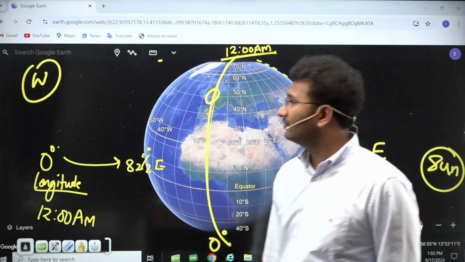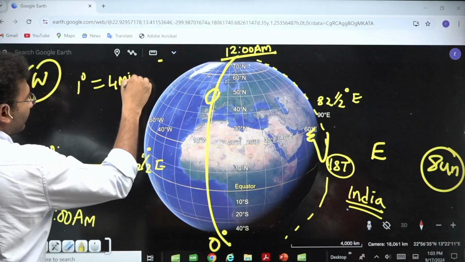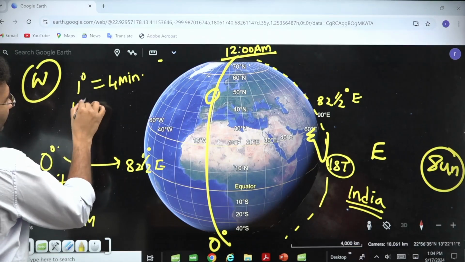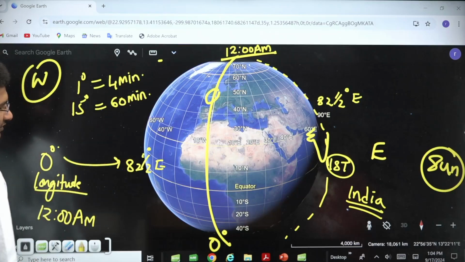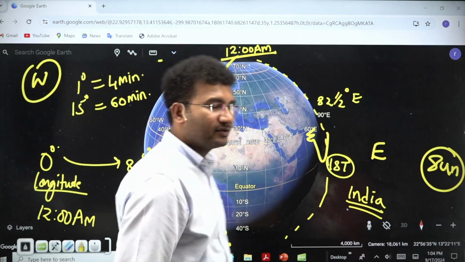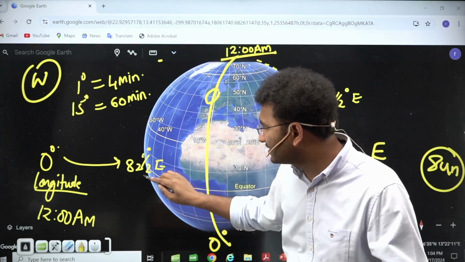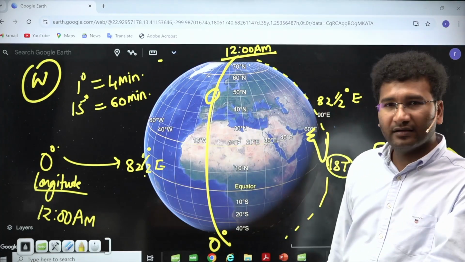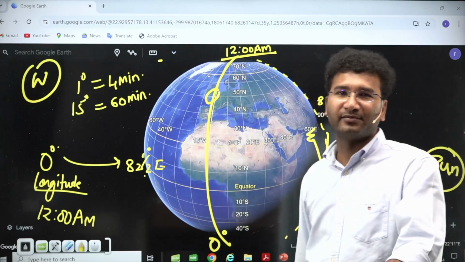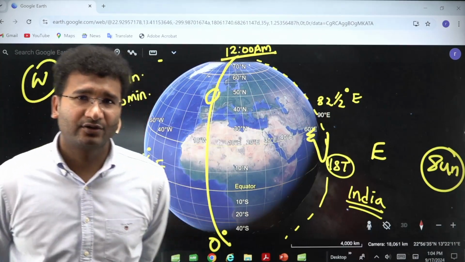You know that 1 degree is equal to 4 minutes and 15 degrees is equal to 60 minutes, right? So 82.5 degrees means how much time? If time is 12 AM here, what is the time at 82.5 degrees east? Right? Calculate and tell me. Now take 10 to 15, 20 seconds of your time and then tell me. You can also drop a message.